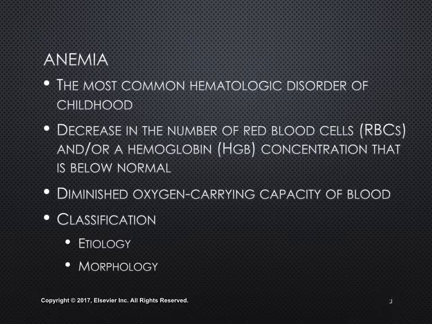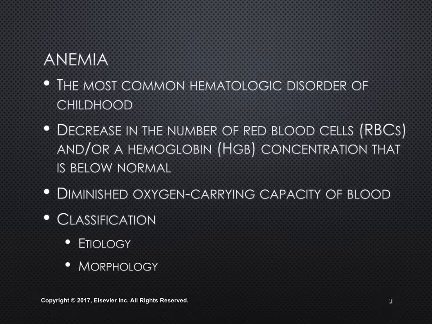Anemia is the most common hematologic disorder of childhood and really probably in adults as well. It is the decrease in the number of red blood cells and/or a hemoglobin concentration that is below normal. When we have this, we have diminished oxygen carrying capacity of the blood. When you don't have as many red cells, you can't carry as much oxygen. So then we have a mild hypoxic event going on.